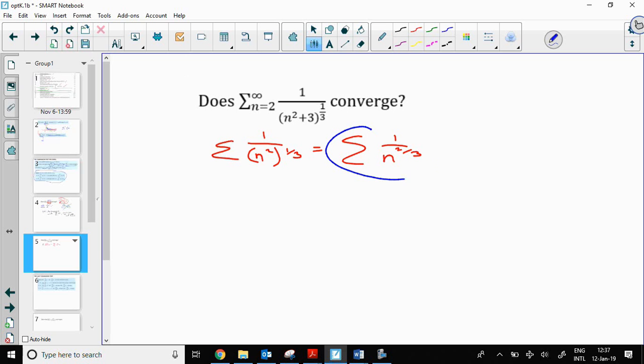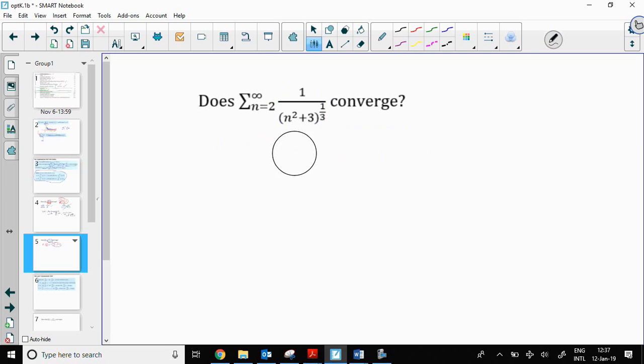However, when I compare these two, the series that I've just created is actually larger than the original series. I know it's larger because the denominator itself is smaller than the original one. n squared is going to be smaller than n squared plus 3, which means that the 1 over it is going to end up being larger. So I've come up with a larger divergent series, so I can't use that comparison here. So we're going to have to do something a little bit more complicated.